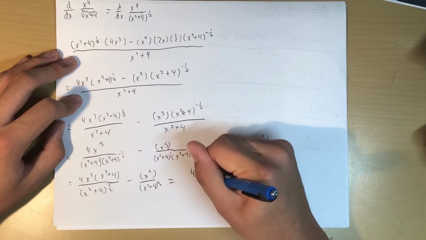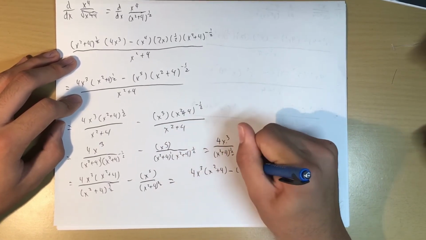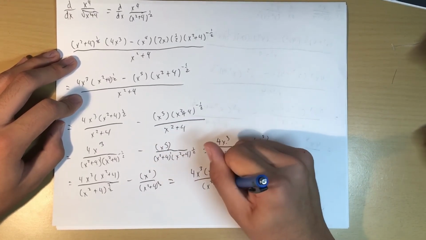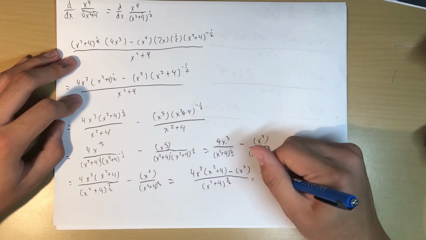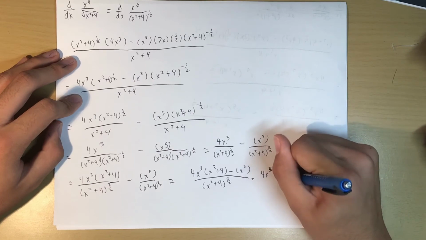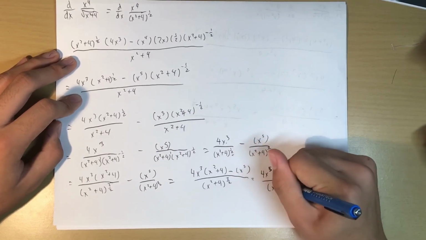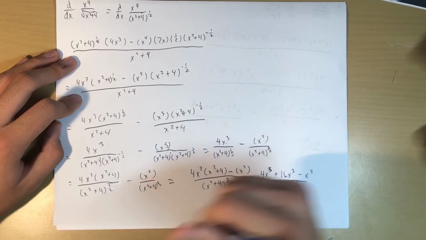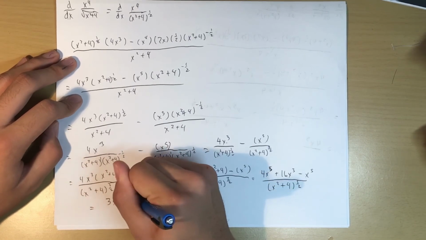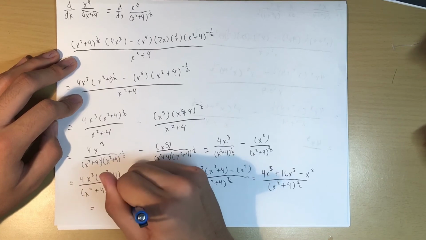And now we get 4x third times x squared plus 4 minus x to the fifth, divided by x squared plus 4 to the 3/2 power. And we can distribute this to get 4x to the fifth plus 16x to the third minus x to the fifth, divided by x squared plus 4 to the 3/2 power. And finally, after combining like terms, you get 3x to the fifth plus 16x to the third divided by x squared plus 4 to the 3/2 power.